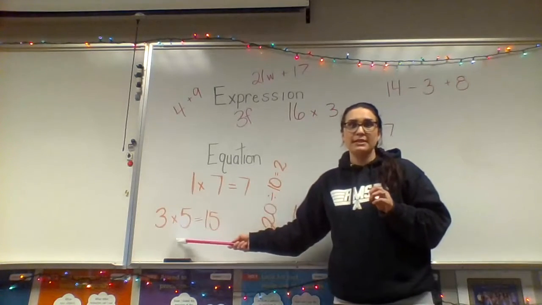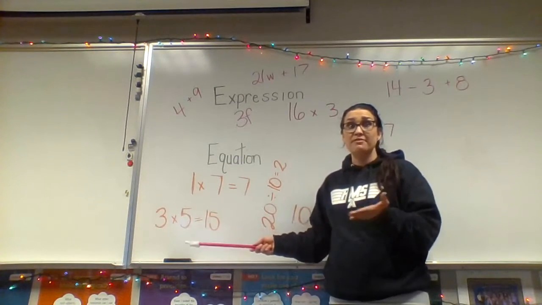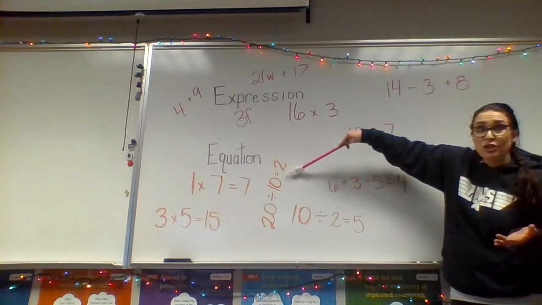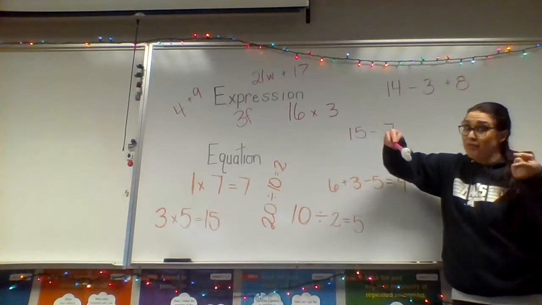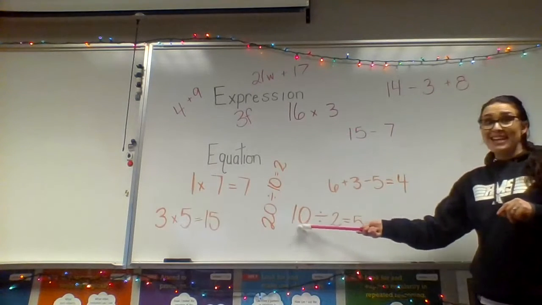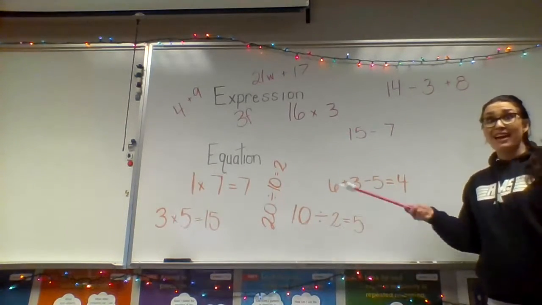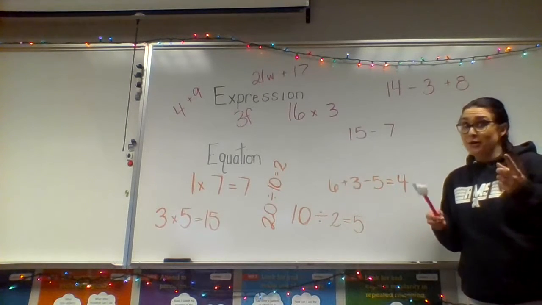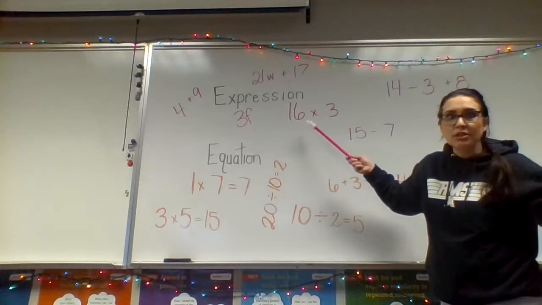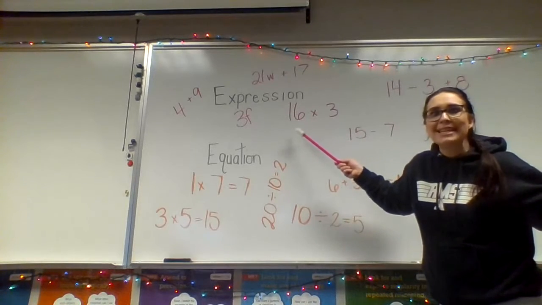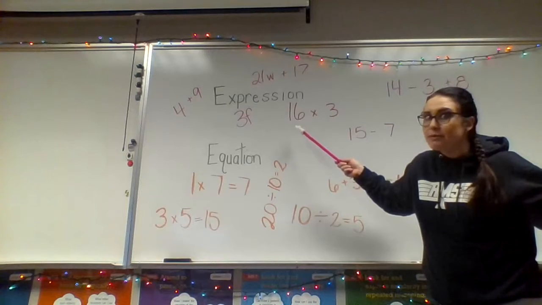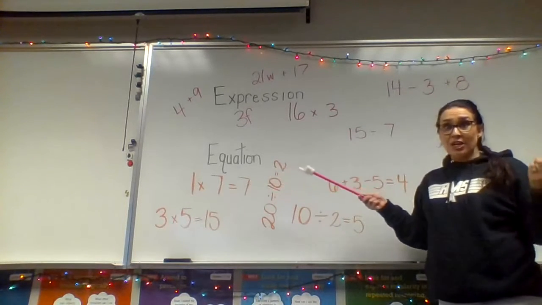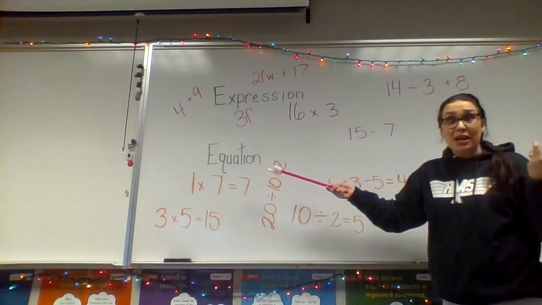So we know that 3 times 5 is 15, equal to 15. Boom, that's an equation. Over here we have 20 divided by 10 equals 2. It's got that equals 2. Boom, that's an equation. Over here, we have 10 divided by 2 equals 5. Again, it has that equal sign. That makes it an equation. So again, my friends, expressions, there's no equal sign. It just expresses an idea. It tells me kind of what I'm supposed to be doing, but it doesn't actually give me an answer, right? An equation tells me what it's equal to.